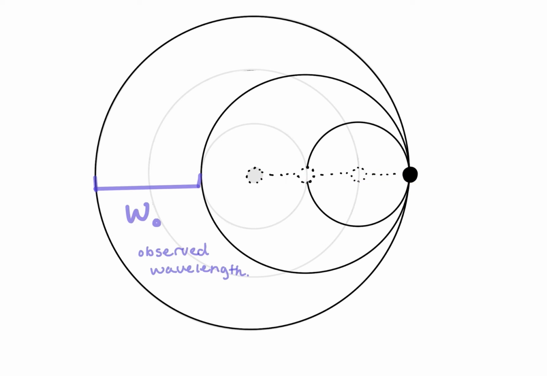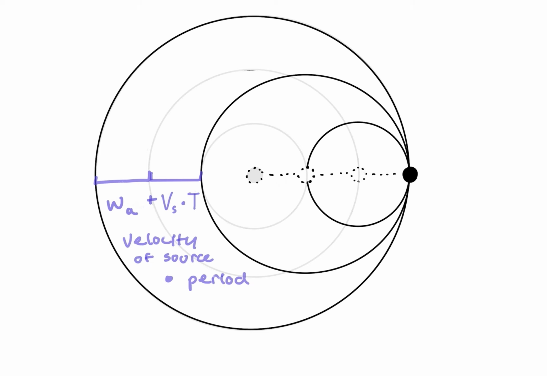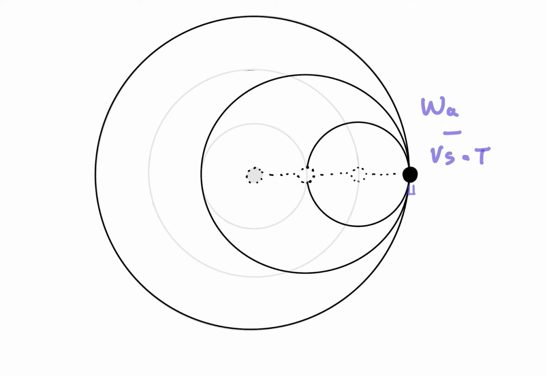On one side, the observed wavelength is the actual wavelength plus the distance traveled by the object in one wave cycle. This distance equals the velocity of the object times the wave's period, T, the seconds it takes a wave to complete a cycle, because velocity times time is equal to distance. On the other side, the observed wavelength is the actual wavelength minus this velocity times the wave's period.